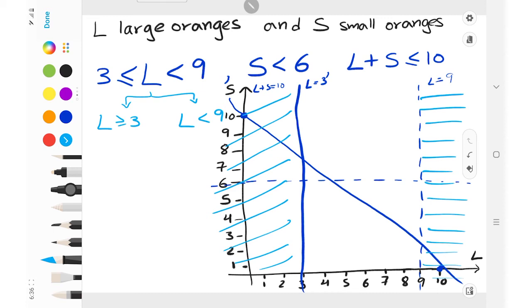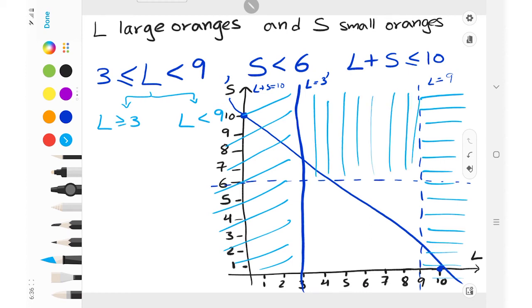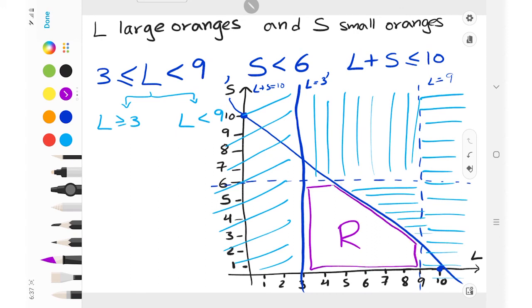Now S less than 6. I want less than 6. I want to shade greater than 6. L plus S less than 10. So here if we take 8 and 5, it will of course be greater than 10. So this region will go. This shape will be what I want. The region that I want. It's not a triangle. I don't know. It's a shape, but not a triangle.